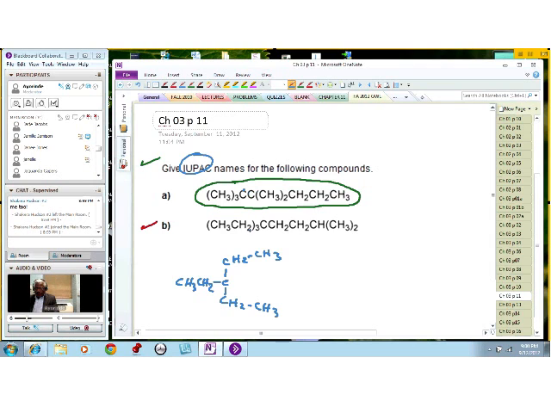And now this carbon is attached to this carbon, CH2. So let us draw that. And then attach to another CH2. And now this CH2 is attached to this CH. And that CH is attached to two CH3.